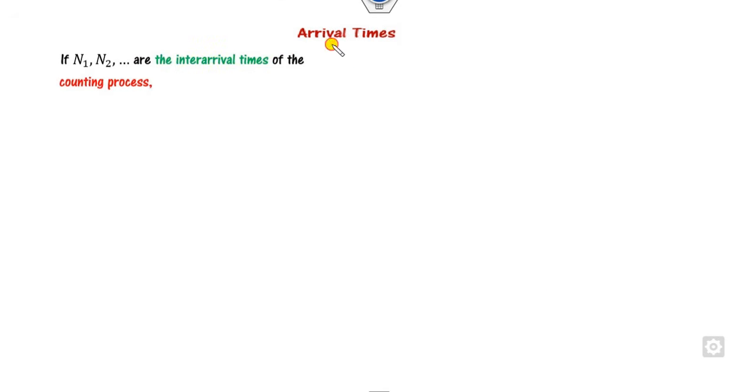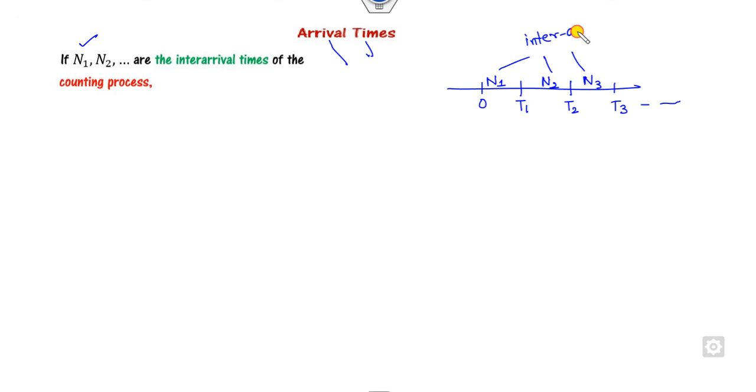The last concept is the arrival time. What is the arrival time? If you have the inter-arrival times n1, n2 and so on. Meaning, if you consider say this is 0, then this is the first inter-arrival time. This is my say T2, or you can say this is my T1, this is my T3 and so on. So this is my length, this is n1, this is the length n2 and this is the length n3 and so on. And the last result says this is the inter-arrival time and it follows the exponential distribution.